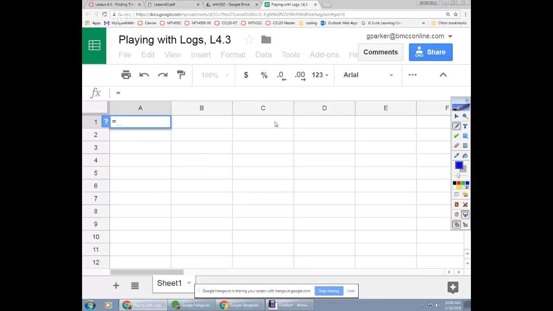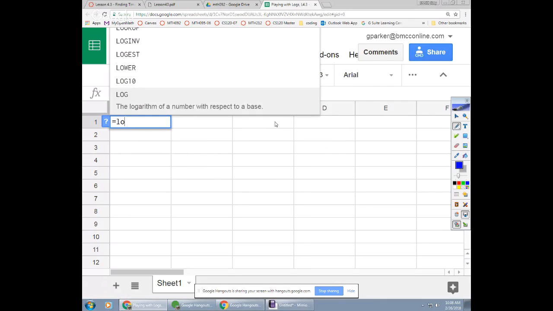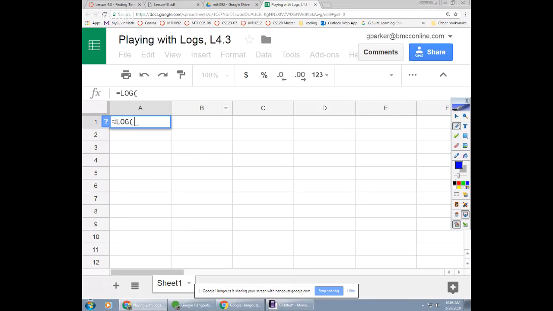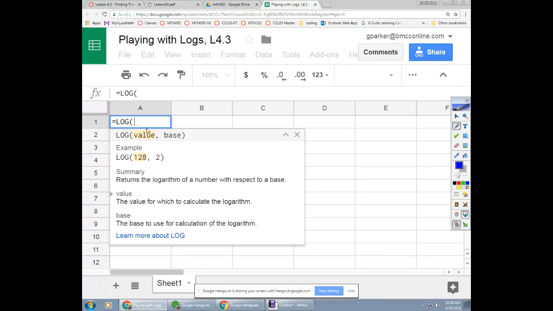So here, I want to type a formula. If I start typing LO, it gives me a bunch of different options. It says log, which is the log of a number with respect to a base. So that's interesting. What does that mean? If I hit enter, it'll tell me more about it. And it says, give me the value I'm trying to find the log of and the base. So this is kind of cool. It does the base thing.